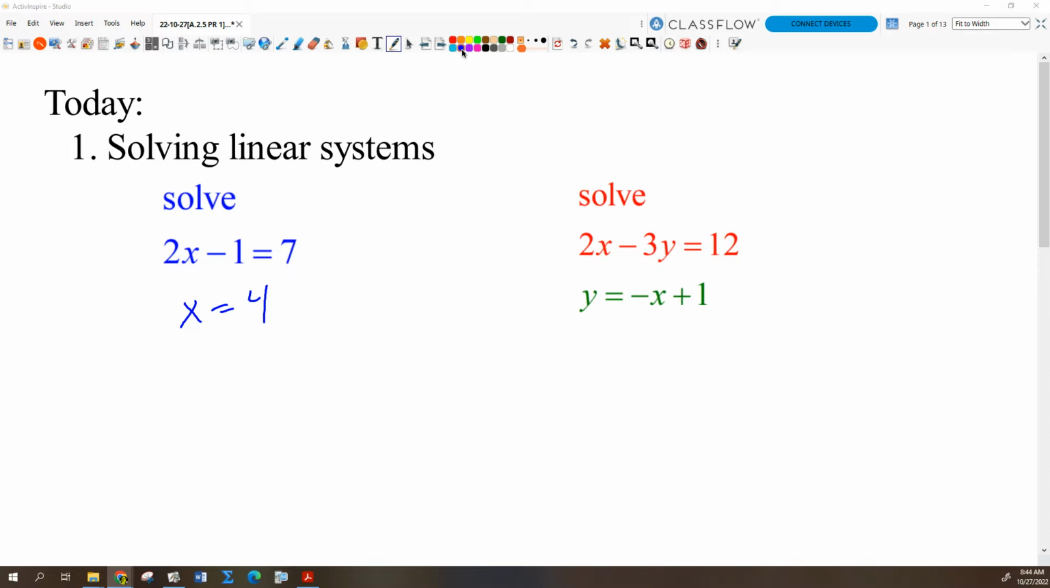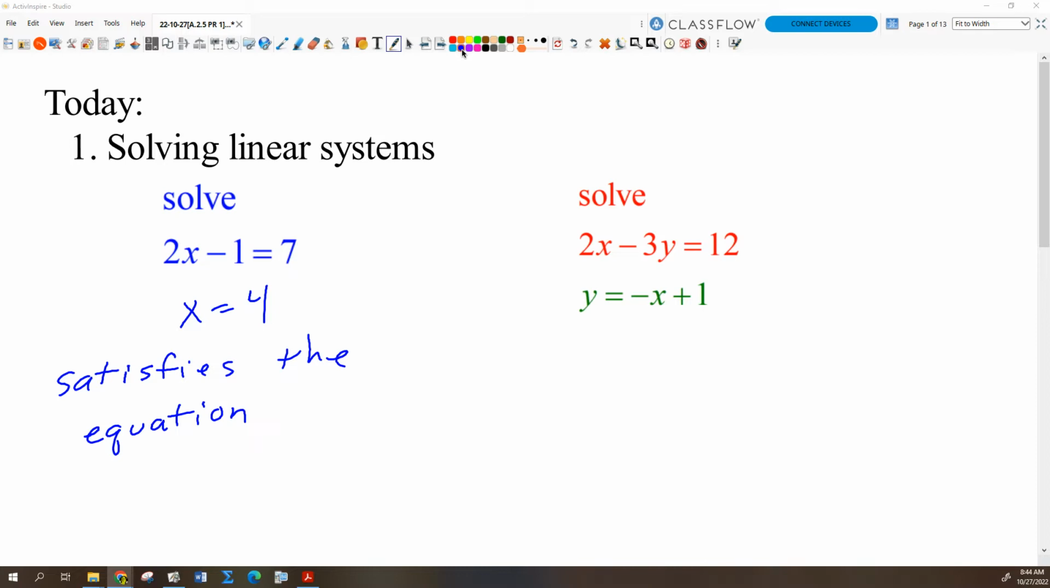Okay, good. When you plug it in for x, it makes it true. Exactly. So this is the value of x that satisfies the equation. In other words, it makes it true. Well, what if we had something, let's take the red equation. Now, the red equation has 2 variables, so a solution of the red equation is going to involve values of x and y.